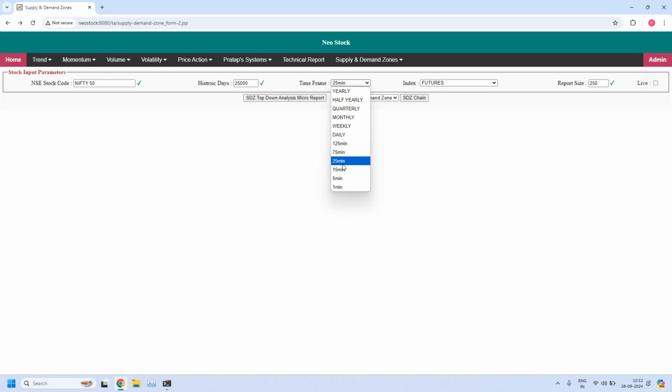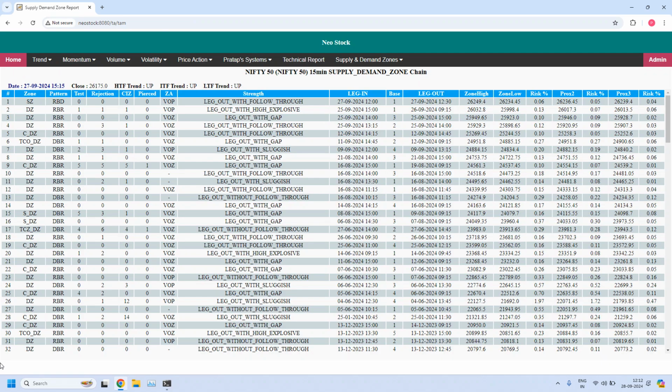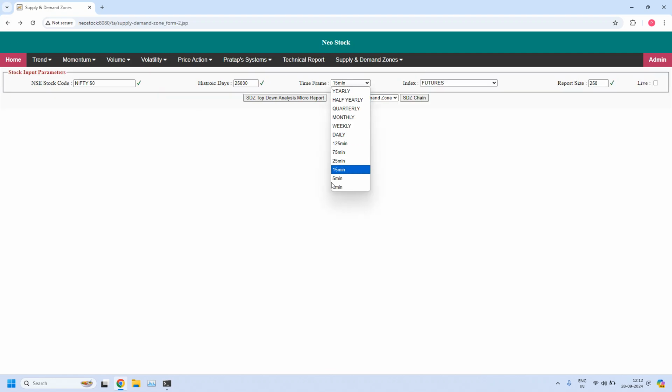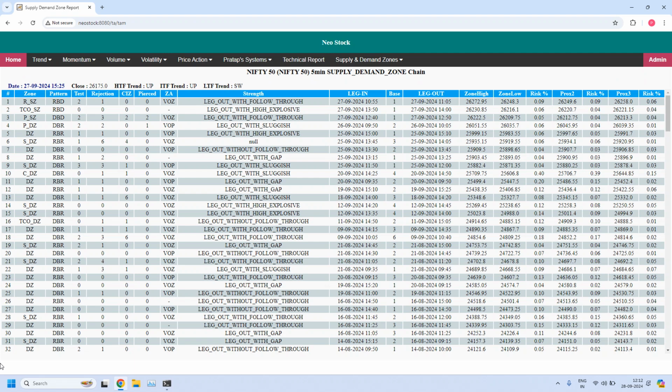Next time frame is 15 minutes, generating 15 minute supply demand zone chain for NIFTY. The next time frame is 5 minutes, generating 5-minute supply demand zone chain for Nifty. So this is about Nifty supply demand zone chain.